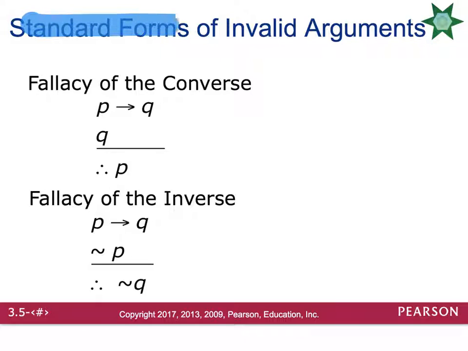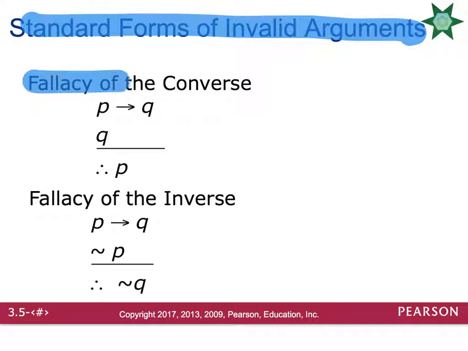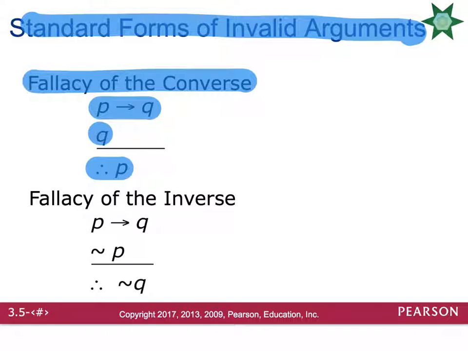Okay, here are some standard forms of invalid arguments. These are not always true. The first one is called fallacy of the converse. We're saying if P then Q, and Q are our premises, therefore P. Let's apply that to our example using the exam thing. If you pass exam 2, then you'll pass the class. And the second premise is, well, you passed the class. That doesn't necessarily mean you passed exam 2. Remember, just because you passed the class doesn't mean it said you had to. It's not an if and only if.